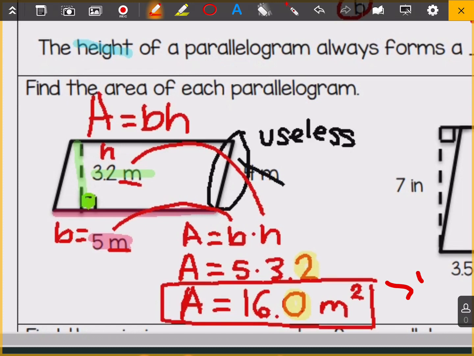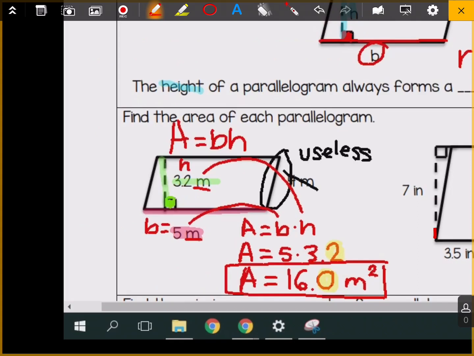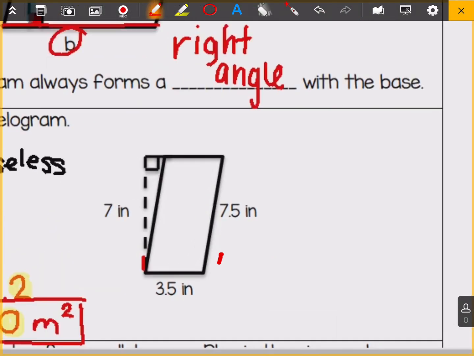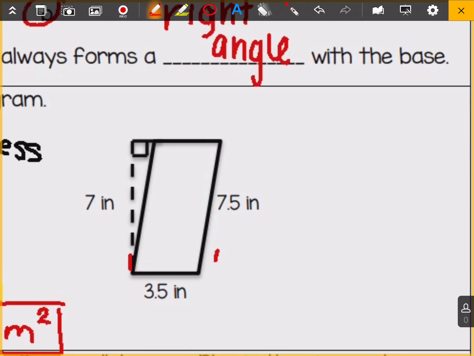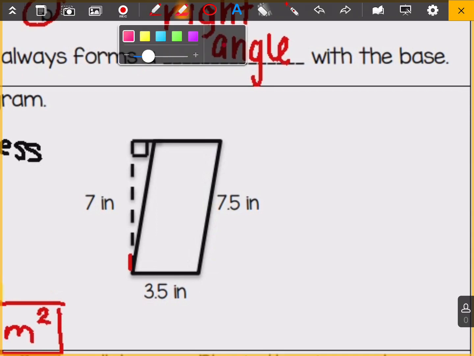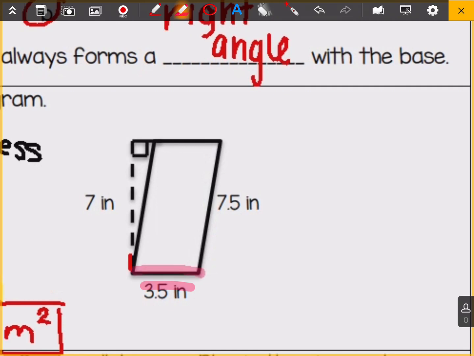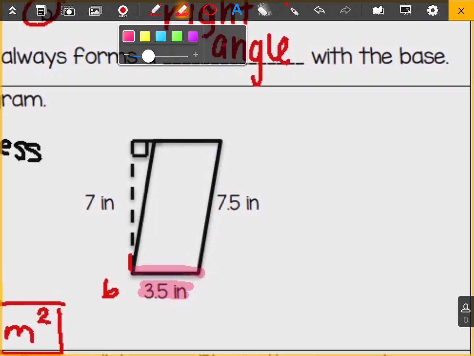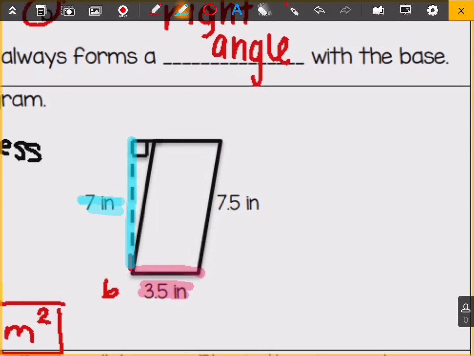Let's take a look at this next one, and it looks a little different, but it also gives us useless information. So on this one, we are given 3.5 at the bottom, 7.5 on the side, and 7 inches on the other side. I know that my base is going to be the one that is not slanted. So this is my base, 3.5. The height here that they're trying to trick you with, you're supposed to choose the one that has the right angle. That right angle tells you every single time that that is the correct number for your height.